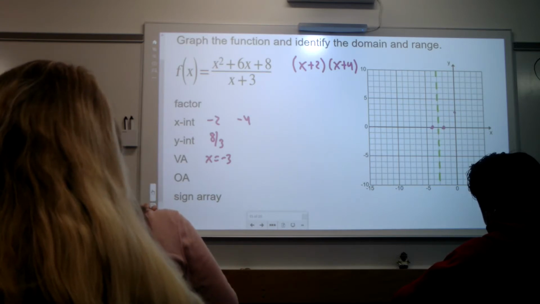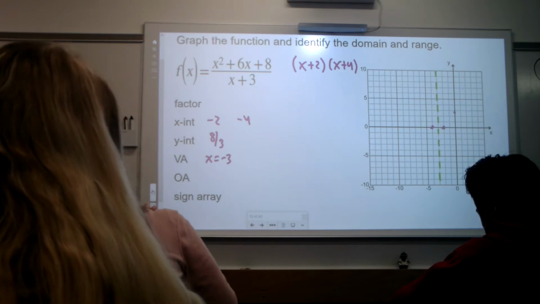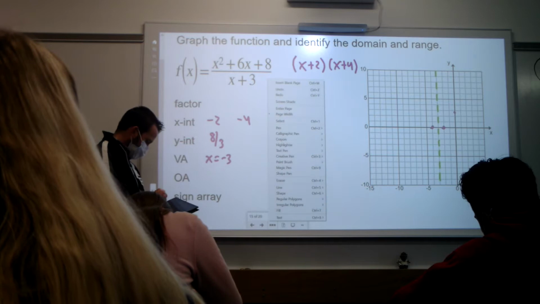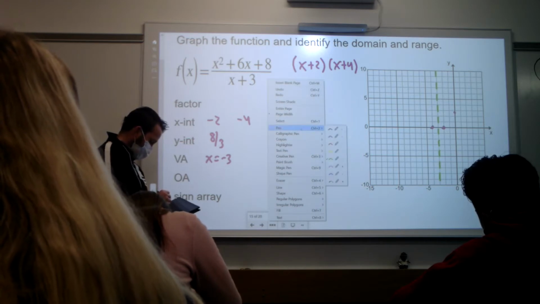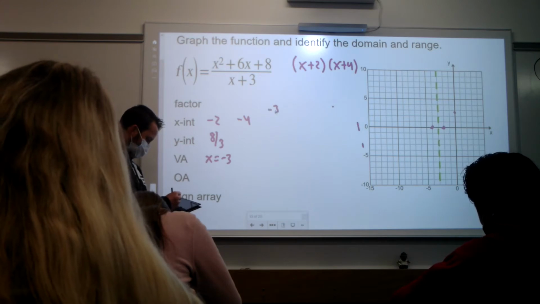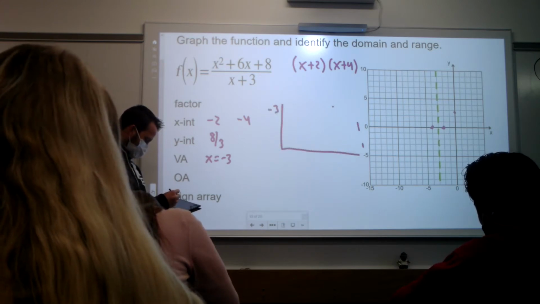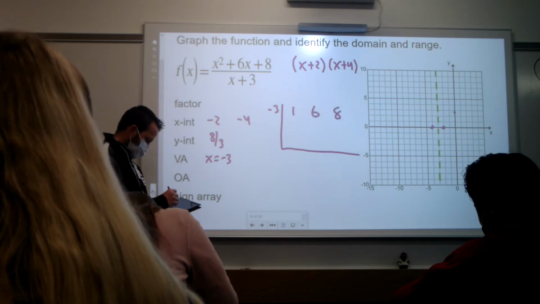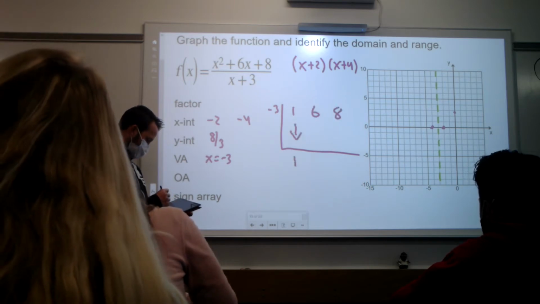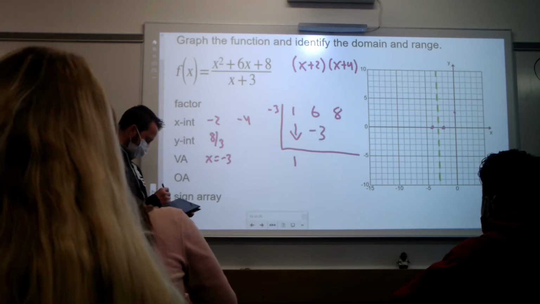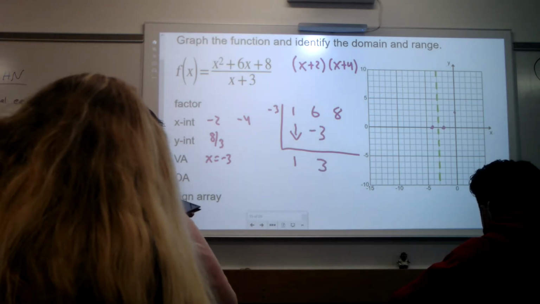Ofa, how are we going to get that? Awesome. Tell me how you did that. So first off, what's the number we're going to have outside the box? Great. Keep going. Inside is 1, 6, and 8. Okay, so we'll always bring down the 1, then what? Okay. Awesome.